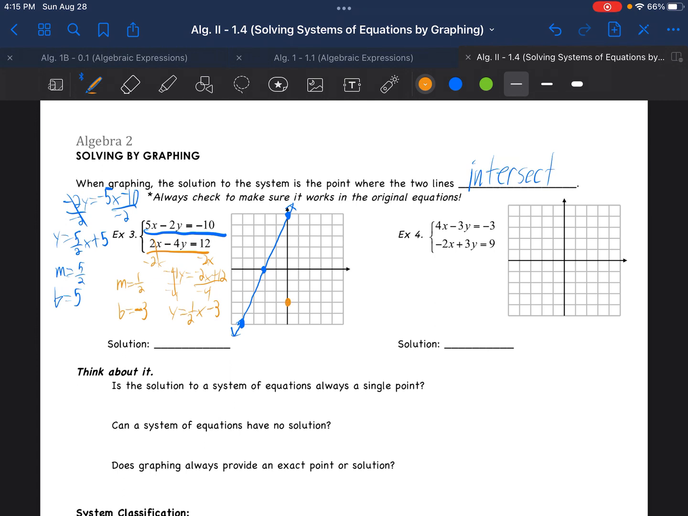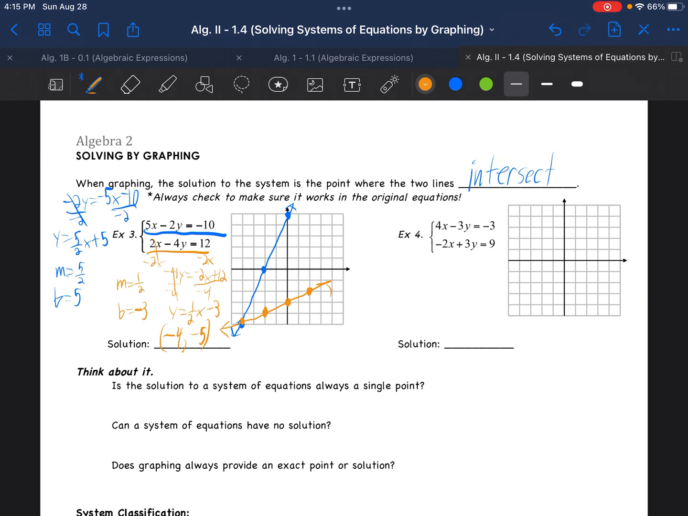So I go down 3, and I go up 1, right 2, but in this case, going this direction isn't going to help me find the intersection. So I'm going to go down 1 and left 2, the opposite direction of both, and make sure it's still going uphill. And I notice, hey, they meet, and they meet right there at negative 4, negative 5.